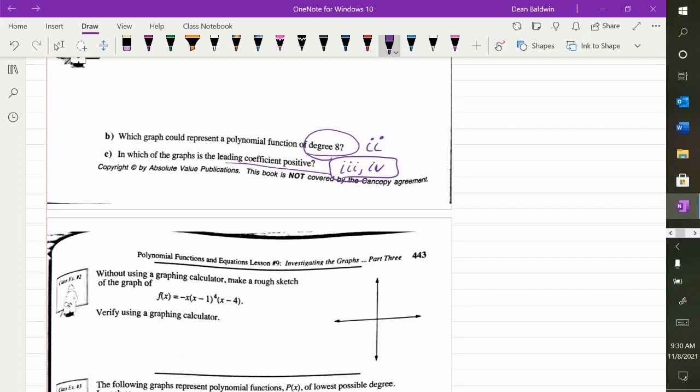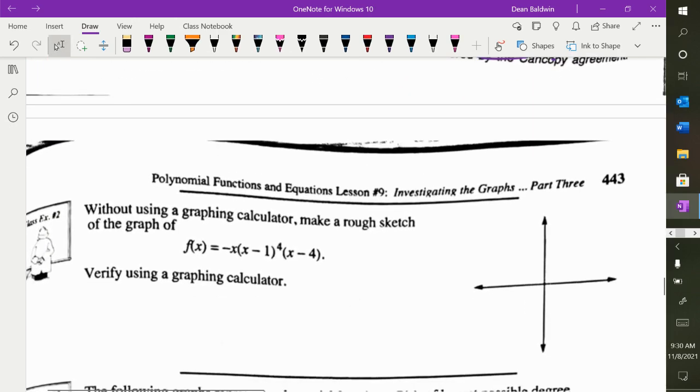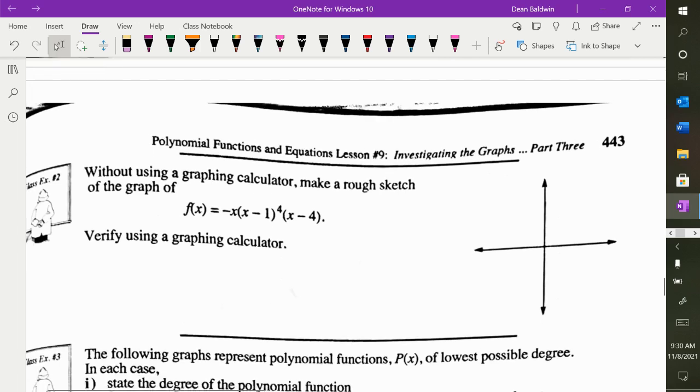Is that okay? This is just testing your confidence with degrees and the shape of the graph. Okay, can you make a rough sketch of this graph? I could try. Well, let's do it together first. What's the degree?